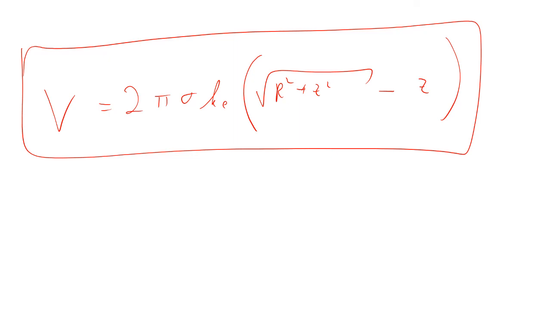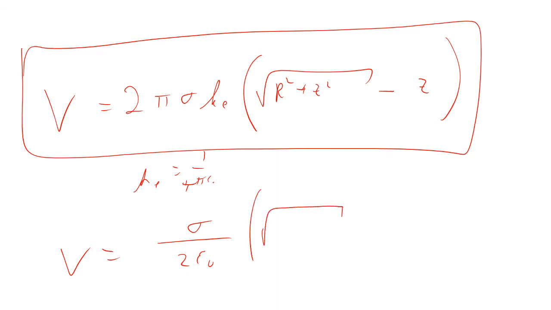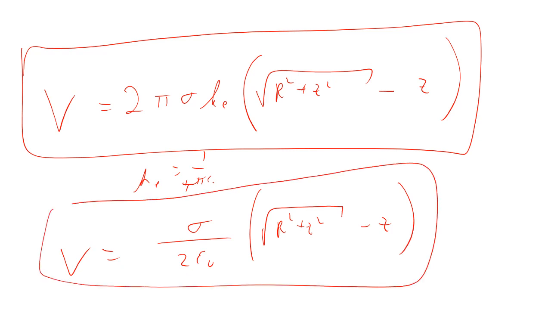Okay. Unless you just want to rewrite k sub e as 1 over 4 pi epsilon naught, and then you could rewrite this as sigma over 2 epsilon naught times the square root of R squared plus z squared minus z, if you would rather do that, because that's really just saying the same thing.